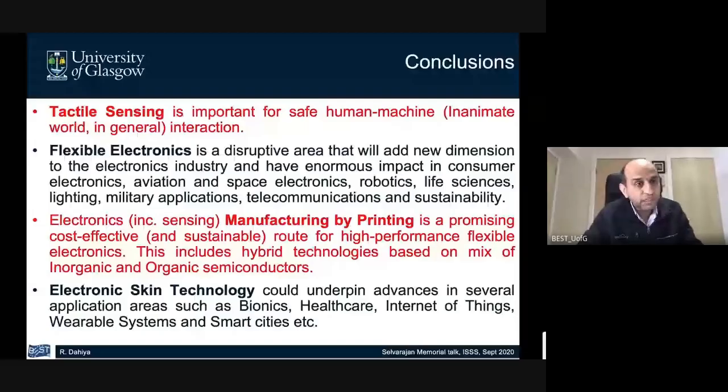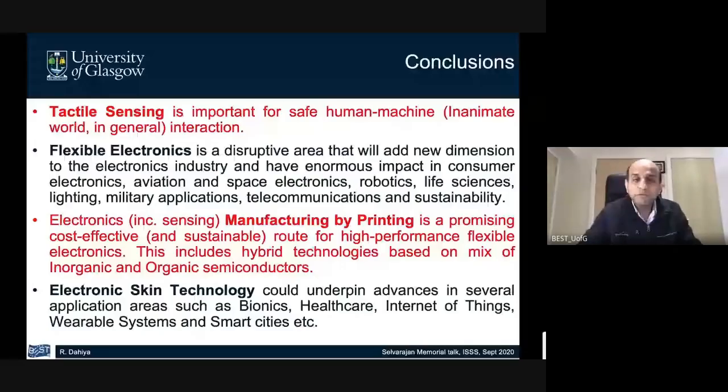As an example, you may think of your mobile phone as your wristband. Also in aviation, space electronics, robotics, life sciences, lighting, military applications, telecommunication, and sustainability, which is an important area. I did not discuss much about sustainability today, but printed electronics itself, if you look at the dry printed electronics that I presented, and the lower waste that we have, intrinsically takes us towards sustainability. Electronics manufacturing by printing is a promising cost-effective approach.